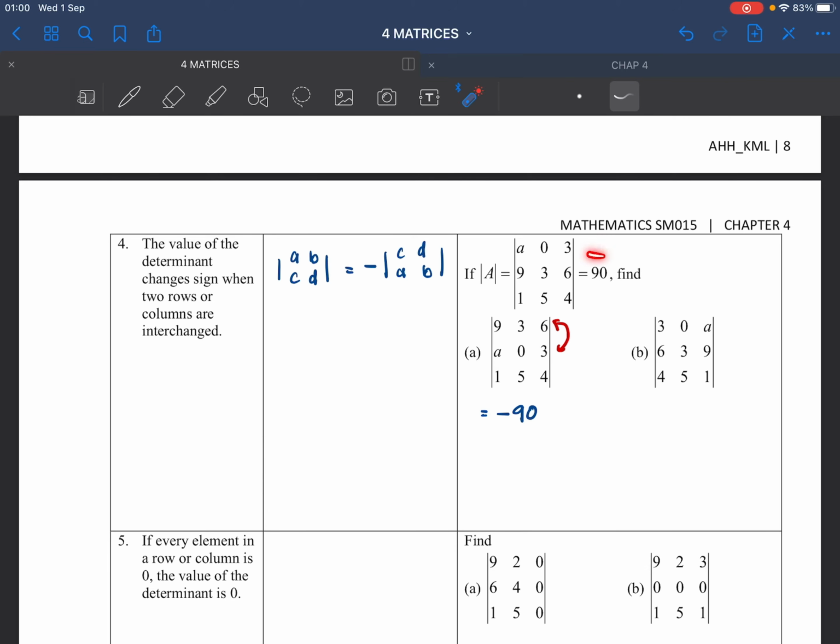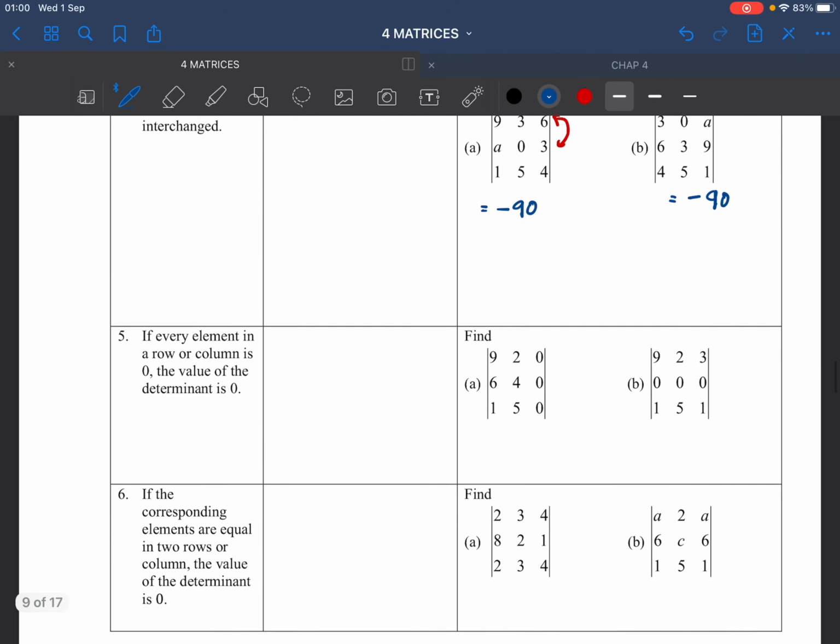Kalau jawapan dia kat sini negative 90, here will be 90 lah. Okay, change sign, bukan negatif kan. So for this one, apa yang sama, kita nampak 0 3 5 sama. Okay, so yang interchange dekat situ is this one, first column and third column. So we know that the determinant is equals to negative 90 as well.